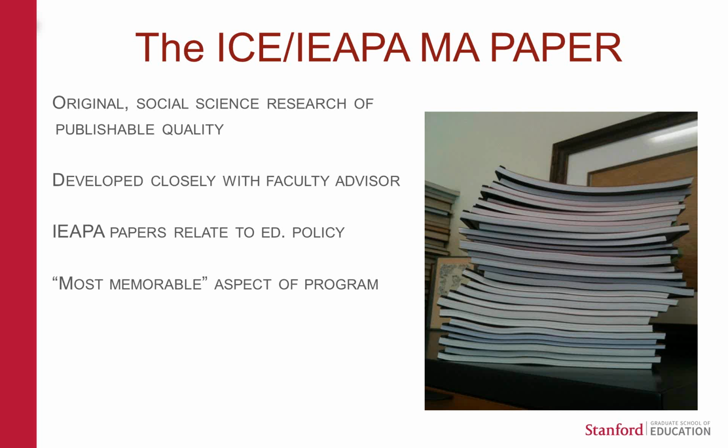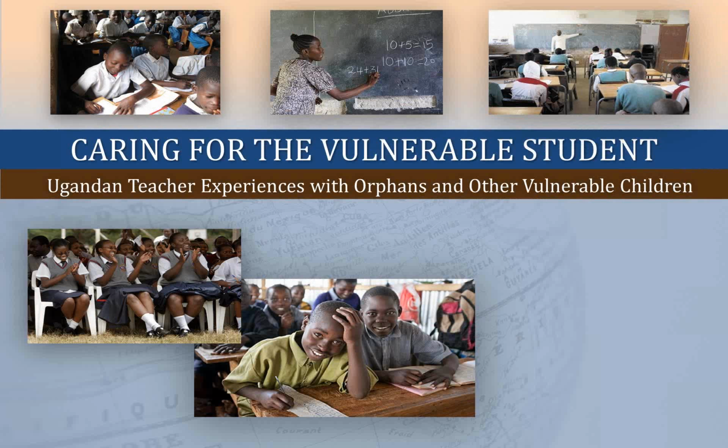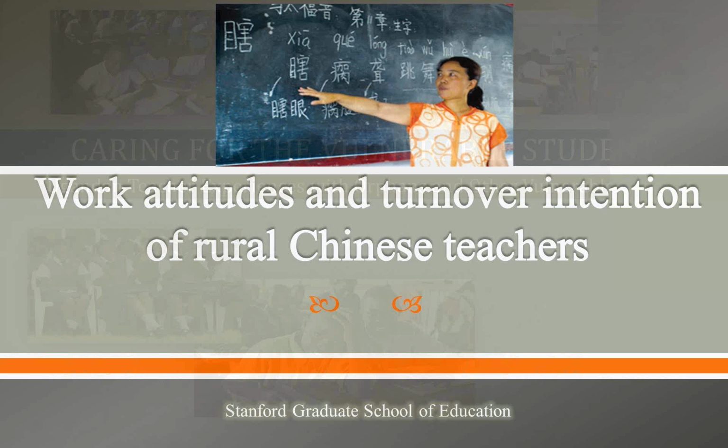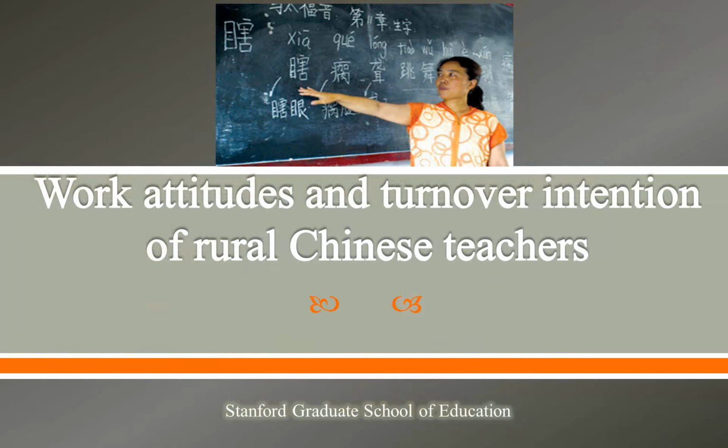They make policy recommendations. Graduates cite the paper as the most memorable aspect of the program and feel that they have something to really show for their efforts. As seen by the titles of the master's papers listed on our website, papers address a wide range of topics, such as orphans and vulnerable children in Uganda, turnover among rural Chinese teachers.